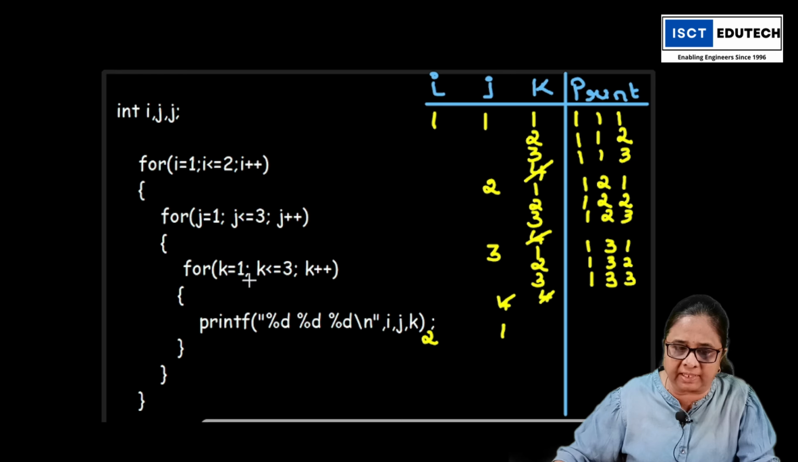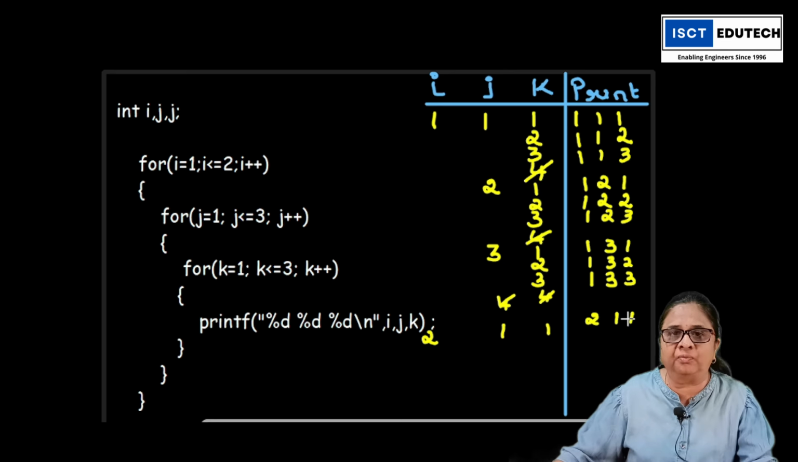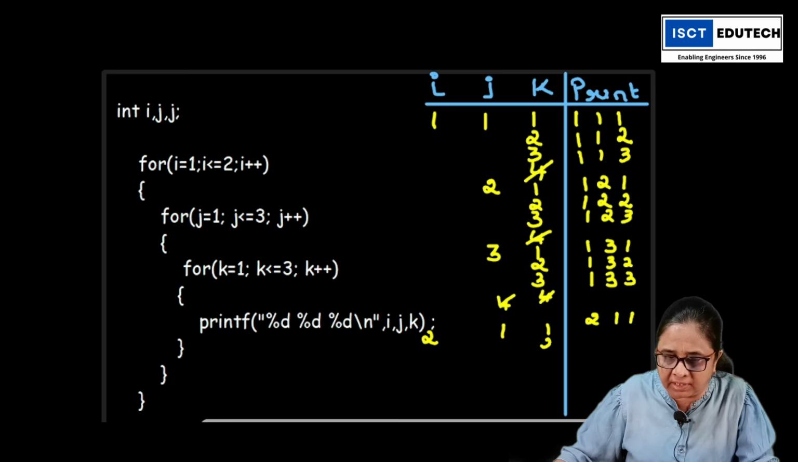Is it true? Yes. Enter the k loop. K starts with 1. K less than or equal to 3. Is it true? Yes. Enter the k loop. So now this is 2, 1, 1. Now we are in which loop? We are in the k loop. So what changes? Now only k will change. K becomes 2. So 2, 1, 2.